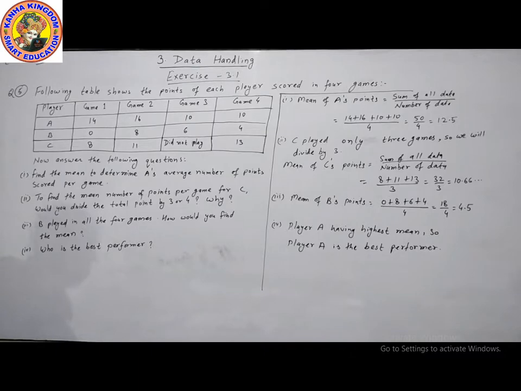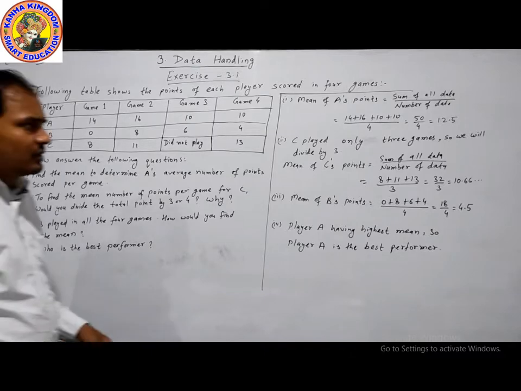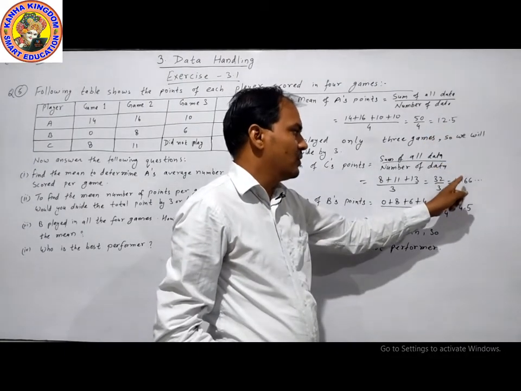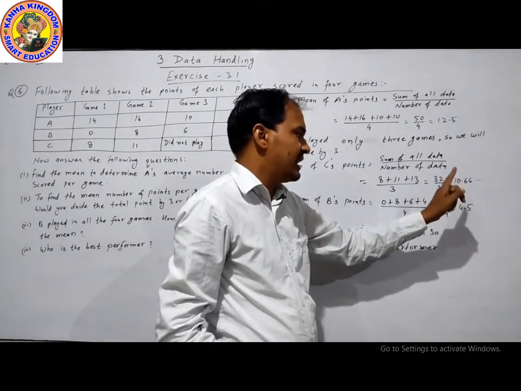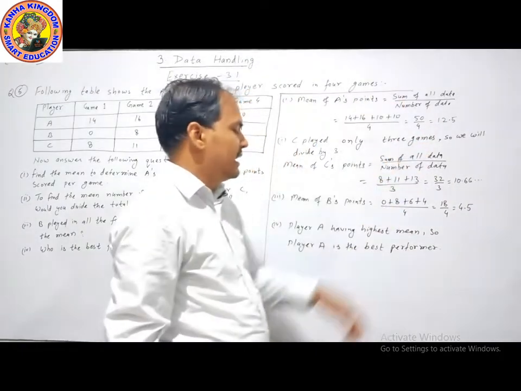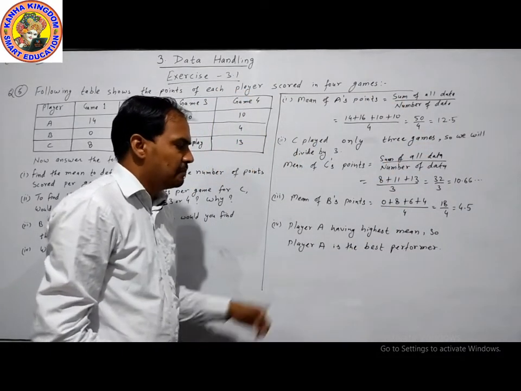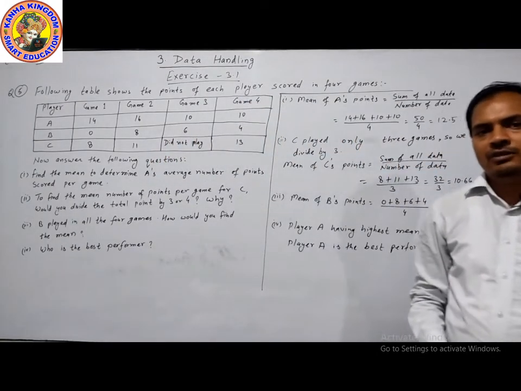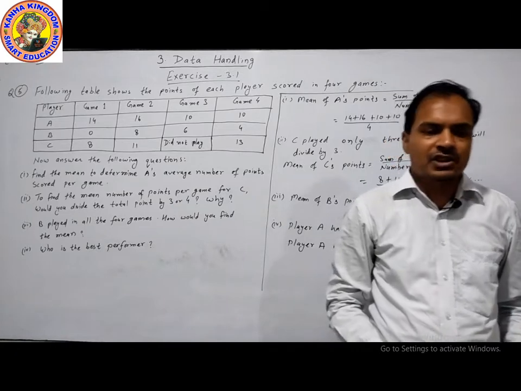Now question number 4. Who is the best performer? The mean of A is 12.5, mean of C is 10.66, mean of B is 4.5. Highest mean is of player A, so player A is the best performer. You can take a screenshot of this. We will move to our next question.